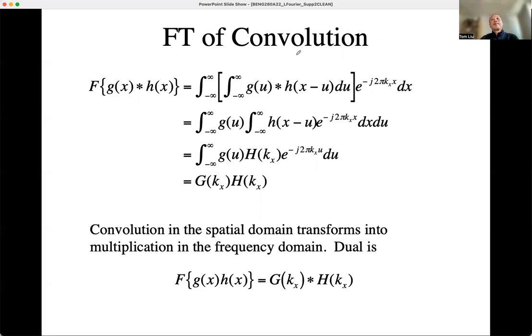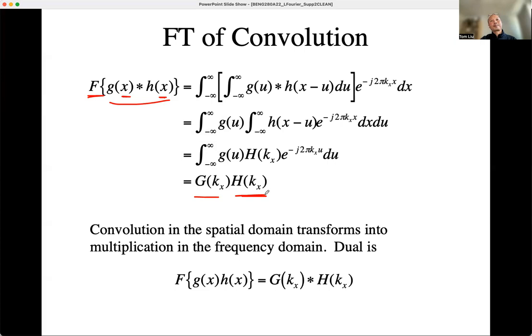Okay, and then the final thing we want to talk about is Fourier transform of convolution. So remember, what we do a lot in linear systems is we might want to convolve two functions. Notice in this case, they're both a function of x. So this is taking two functions of the same underlying variable x and convolving them. It turns out if I want to know the Fourier transform of this, it has a very nice form. It's just g of kx times h of kx.